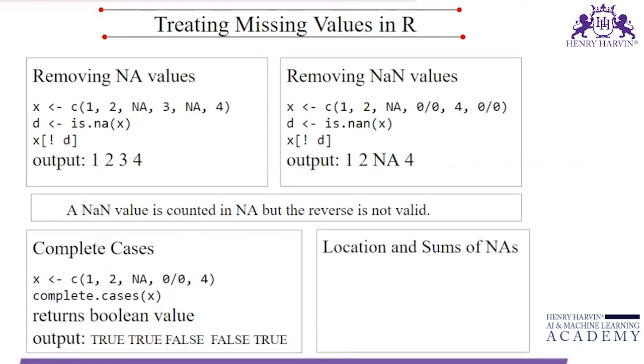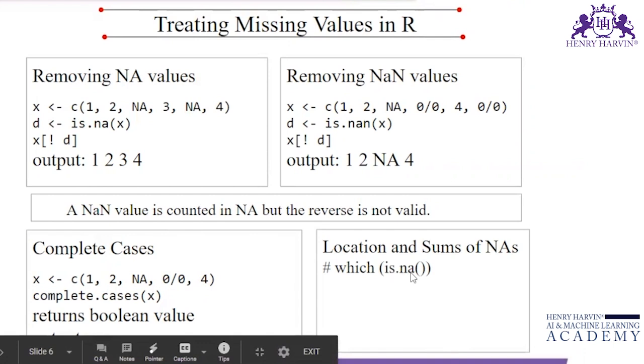Next is finding the location of NaN or NA values and using sums, like what all functions we can use with this NA function. So first is the which function. Which helps us to understand where all the NAs are present. It means inside which we will be using is.na.